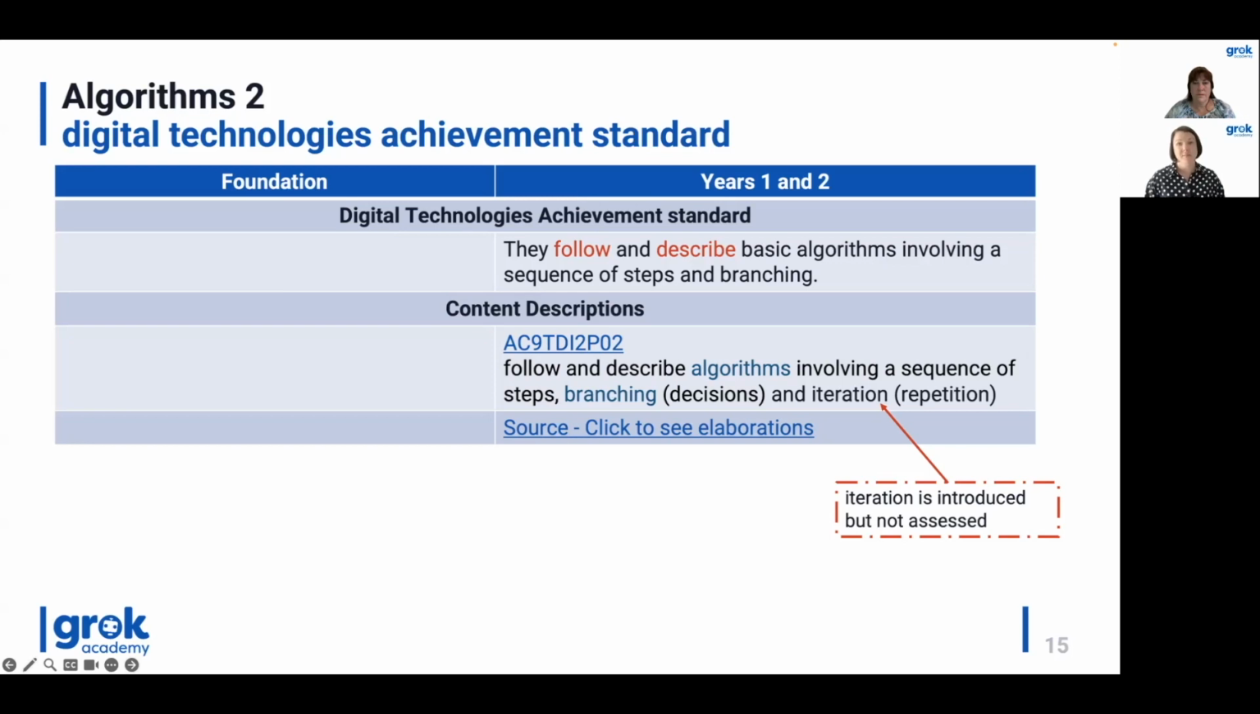This is an example of the achievement standard not assessing everything that is taught. This content should be introduced in Years 1 and 2, but is not assessed until the next level, which is Years 3 and 4. It is a stepping stone to learning, but there's no expectation about performance for this concept at Years 1 and 2.